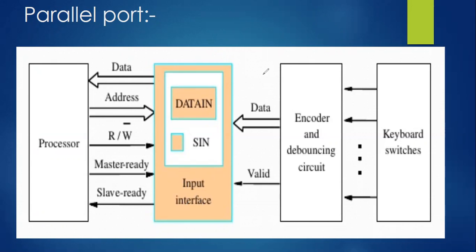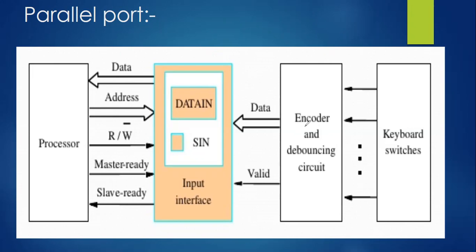This is what the keyboard is, exactly. Fine. Okay. So here we have key switches. Whatever input or information we are generating using these key switches will be transferred to the second phase. What is that? The encoder and debouncing circuit. Okay.